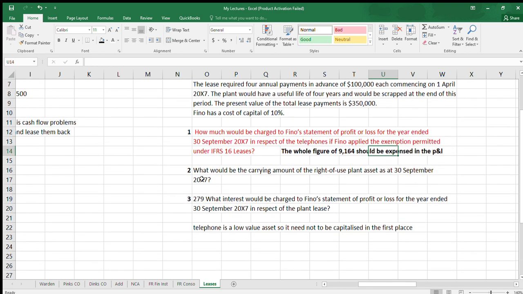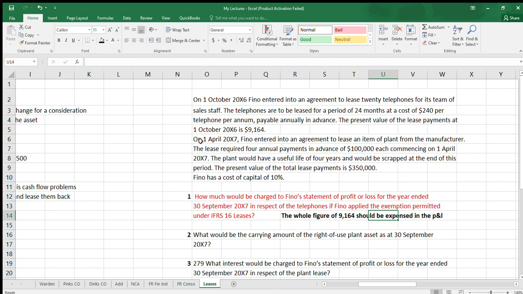2. What will be the carrying amount of the right of use asset? And here on April 1st, 2007, Fino entered into an agreement to lease an item of plant from the manufacturer. The lease required 4 annual payments in advance of 100,000 each commencing on 1st April 2007. The plant would have a useful life of 4 years and would be scrapped at the end of this period. The present value of the total lease payment is 350,000. The present value. So the initial recognition says that it is the present value, right? So here we are looking for the carrying amount of the right of use asset.